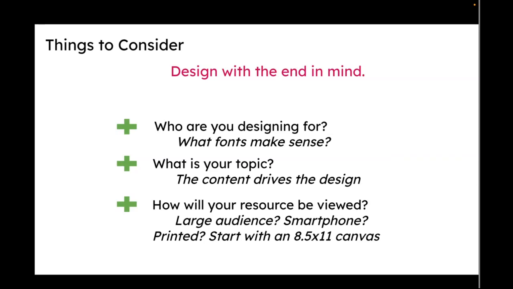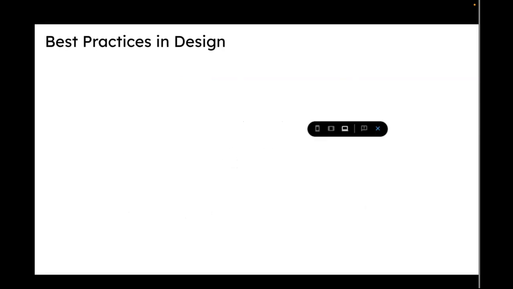And then you also want to think about how your resources are going to be viewed. Are you going to be presenting on a smartboard in the classroom? Do you think your students are going to access content off of a smartphone? Are you going to print things out with them, for them? So I would advise you start with an 8.5 by 11 canvas and design around that. Try and keep most of your content a little bit into the middle, not directly right on the end, so that things don't get cut off.